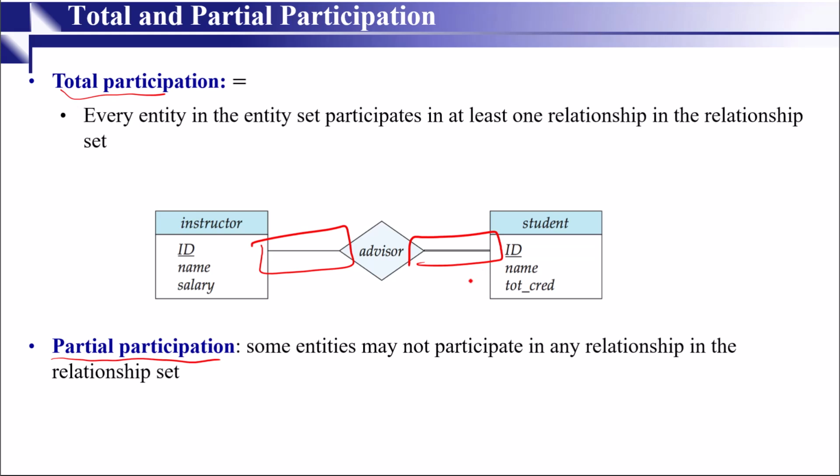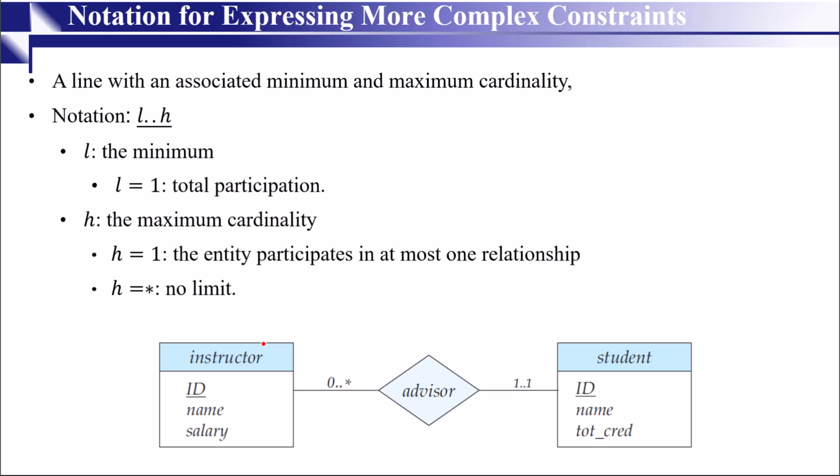So again, every entity in the entity set participates in at least one relationship in the relationship set. Participation of a student in advisor relation is total participation. It means every student must have an associated instructor. But in case of partial participation, some entities may not participate in any relationship in the relationship set. For example, participation of instructor in advisor is partial. They may have a student to advise or they may not have. It's okay. Sometimes we have more complex constraints. We see how to show more complex constraints in here.